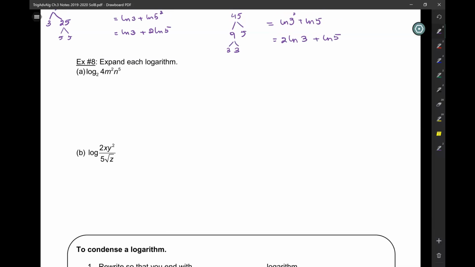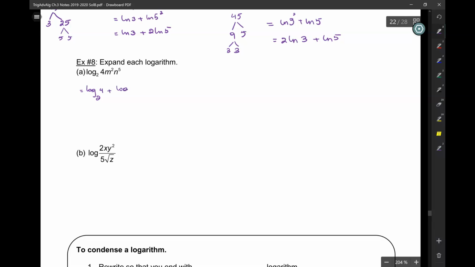So, we're going to do some more expanding. So this is log base 2 of 4 plus log base 2 of m squared plus log base 2 of n to the 5th. For those of you who missed yesterday, this is another recap. What does that first term give me? 2. And then 2 log 2 m, 5 log 2 n.